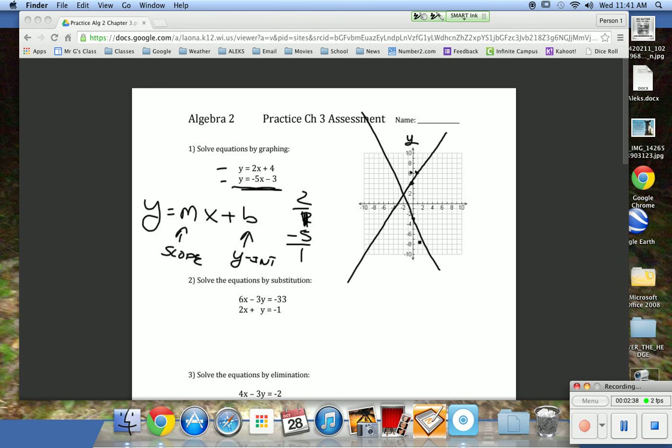Okay? This solves the equation. Where do these lines cross? At x equals -2 and y equals 2, right? That's our solution for how we graph it. See how we do that? Good with this?